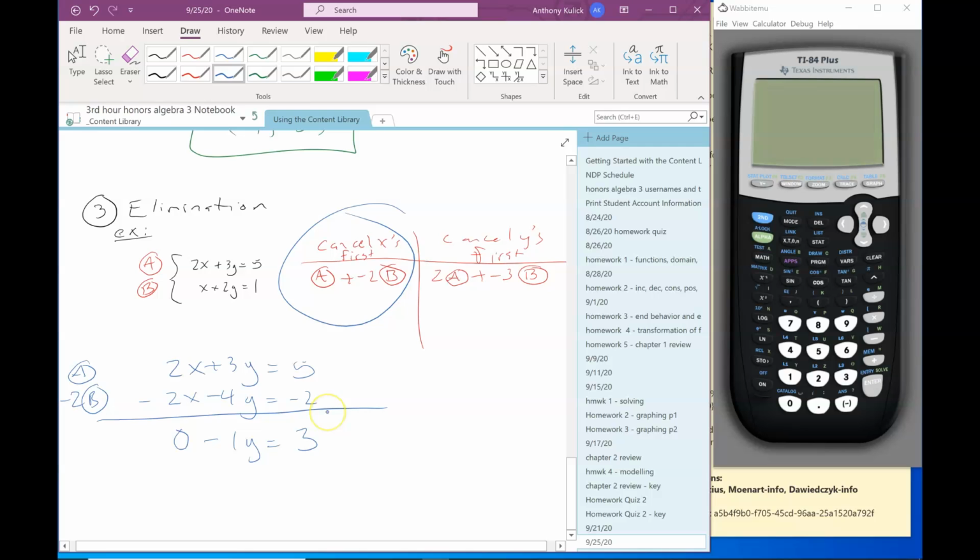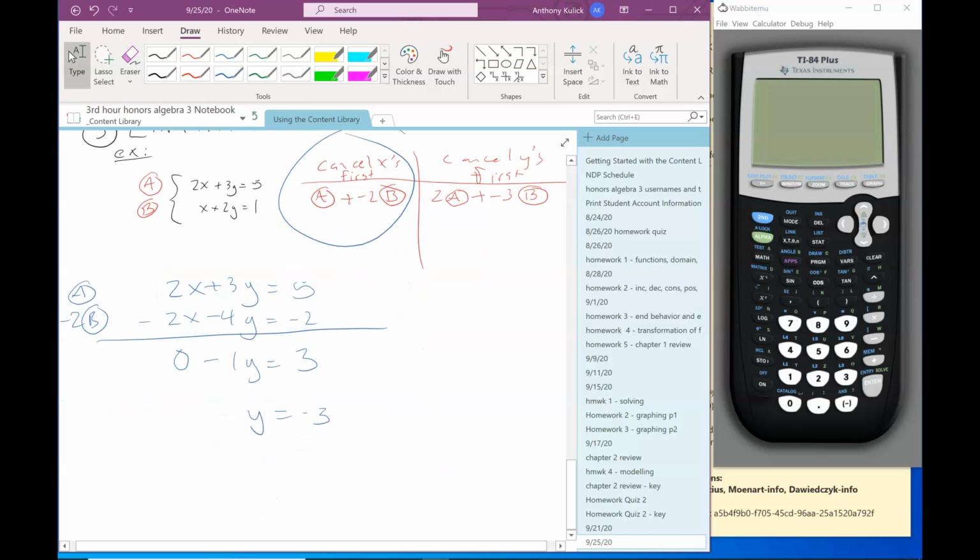So now, once we've added A and -2B together, we're left with an equation with one variable that we can solve easily. If we divide both sides by -1, we get -3. And now I can take that solution and substitute it back into either of the previous equations to solve for x. So let's plug that into equation B. It doesn't really matter which one you choose.